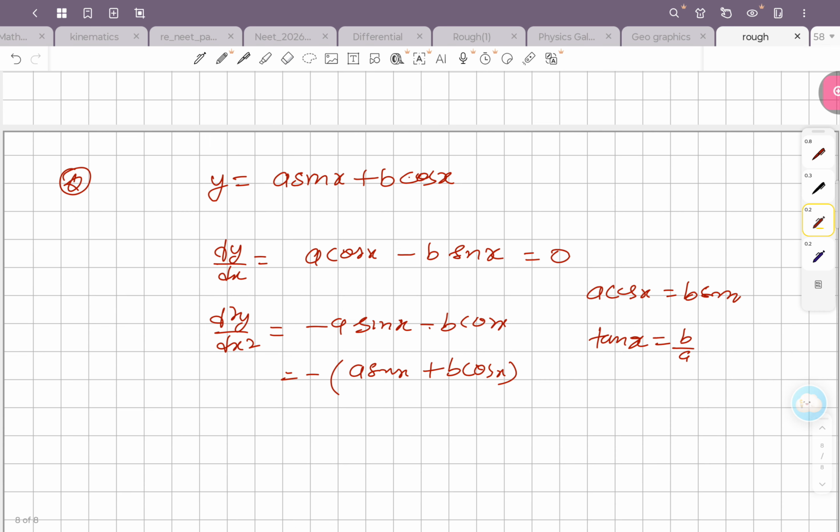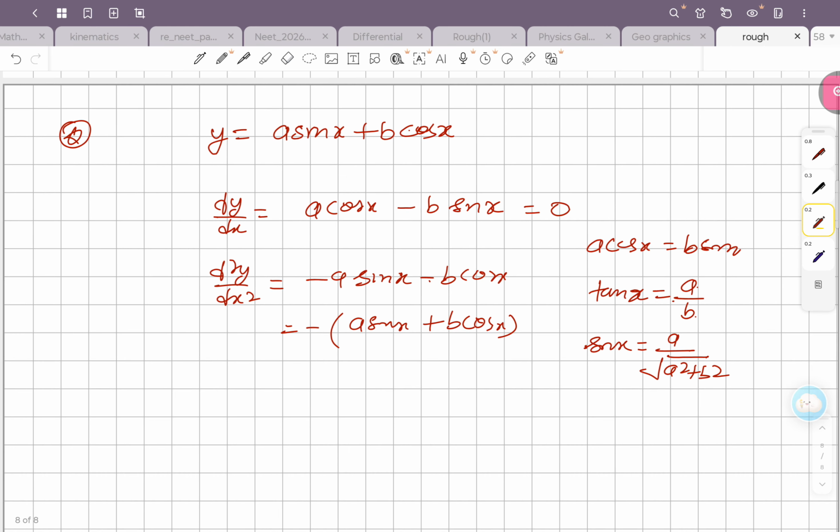means tan x equal to b by a. Sorry, it is tan x equal to a by b. Tan x equal to a by b, it means sin x equal to, this is perpendicular, this is base, so perpendicular by root of perpendicular square plus base square, means a by root a square plus b square, and cos x is base by hypotenuse. So you can find this.